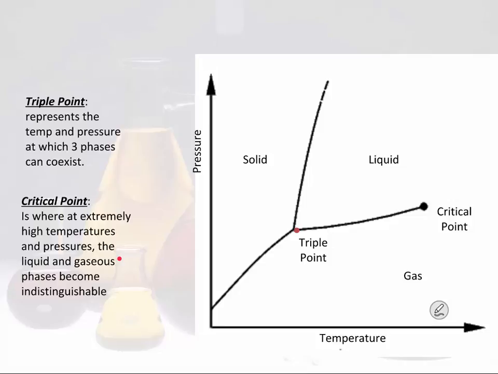And we say that the gas and liquid phases become indistinguishable. So we're not really sure how they're going to behave. So that's what we call a supercritical fluid. So those are the main points on our graph. So let's practice reading them.